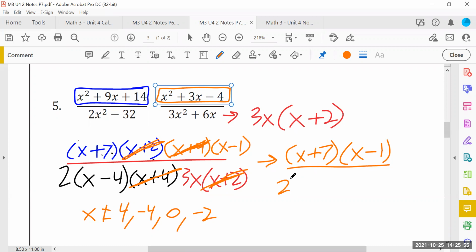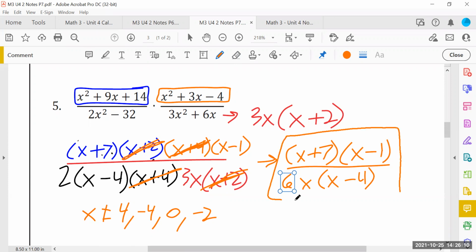So let's actually go ahead and multiply those. 2 times 3 would be 6. X minus 4. So there's the whole thing for that one. And I'll leave that up for a minute while you guys try to finish up number 8 on the homework before we go over that one.